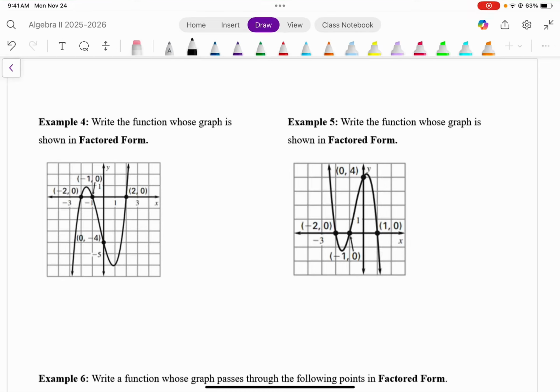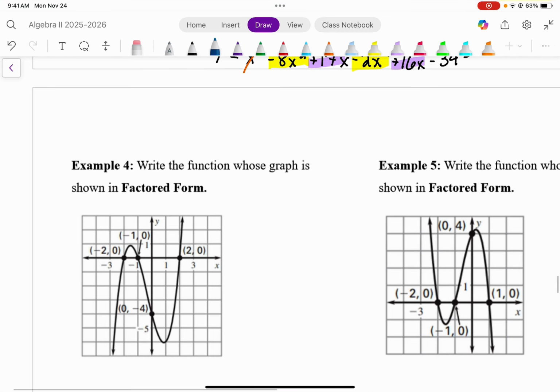All right, so this video is going to go over how to write an equation in factored form from a graph. Now, the nice thing is the first step is the same as our previous ones where we were going to write our equations in standard form. The first thing you want to do is identify your zeros. And your zeros are the x values when y equals 0. So basically, it's where it crosses the x-axis.